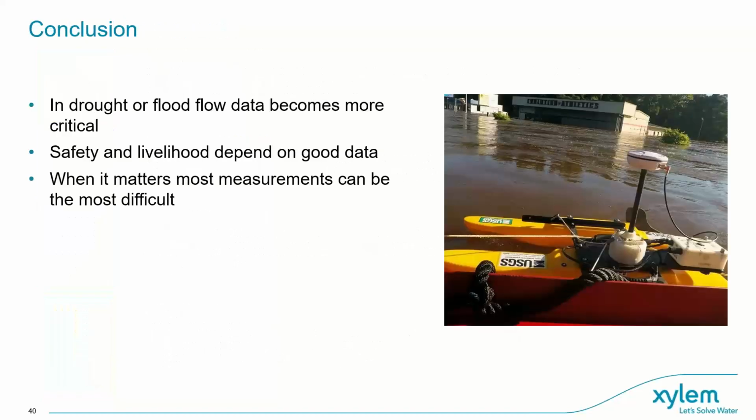And with that, we're going to wrap it up. And in conclusion, in drought and flood, flow data becomes more and more critical, right? You don't have enough water, so you want to know exactly how much is there so it can be allocated properly, or there's too much water and people's lives and livelihoods are in danger. So safety is a big one for flooding, and then livelihoods and how you grow food and provide water to different places is important on the flooding side.